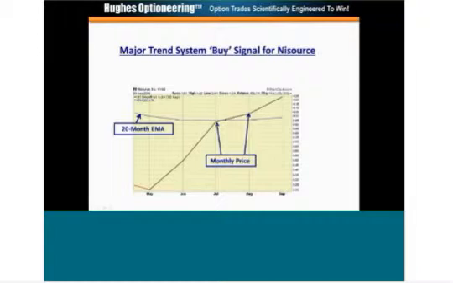But we can see the following month, in August, the last trading day, the price of NiSource was above this 20-month EMA. So that indicated that NiSource was back on a buy signal, and as long as the price remains above the 20-month EMA, then that stock is on a buy signal. So this is an example of a buy signal for NiSource.